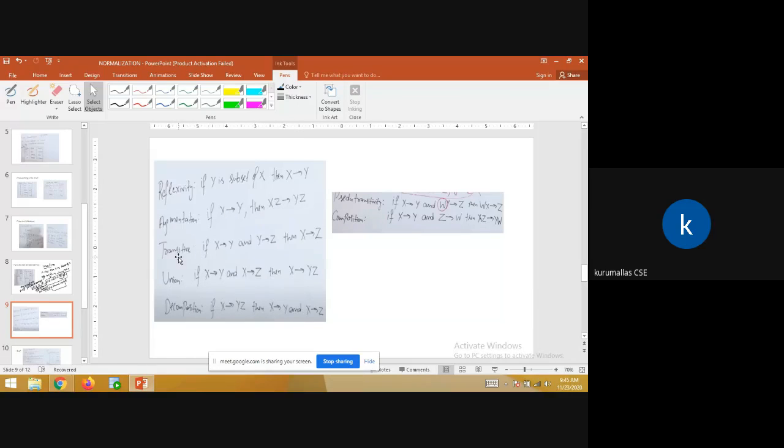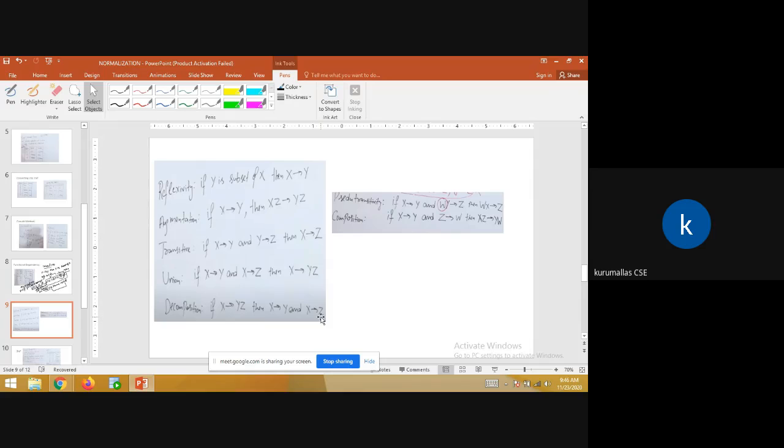Next, transitivity. We know that if A tends to B and B tends to C, then A tends to C. Like that, if X tends to Y and Y tends to Z, then X tends to Z. Next, union. If X tends to Y and X tends to Z, then we combine the two right side values: X tends to YZ, right? Next, decomposition. If X tends to YZ, then X tends to Y and X tends to Z.